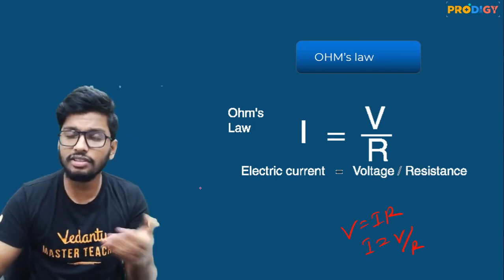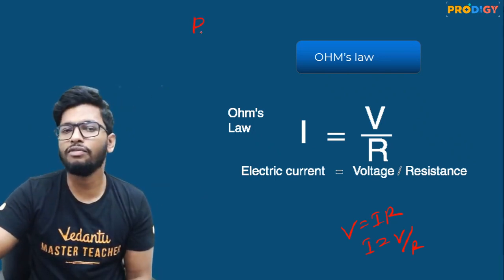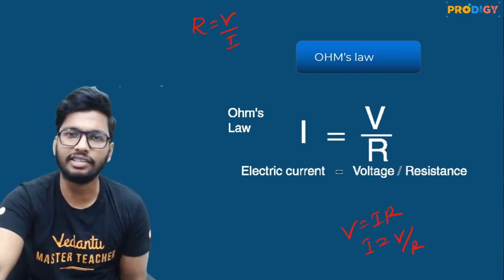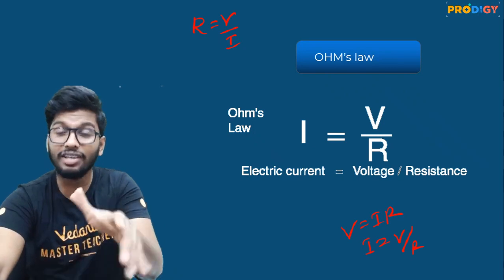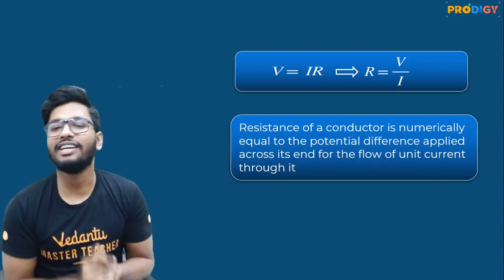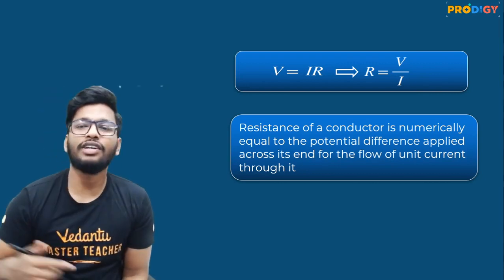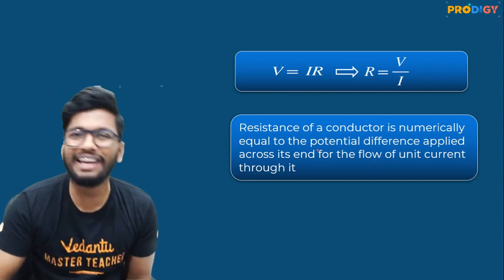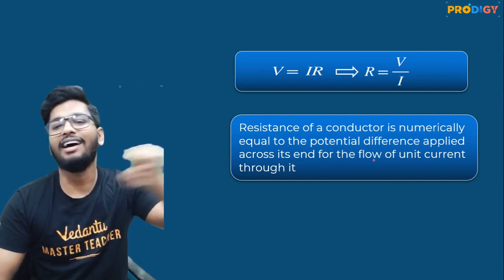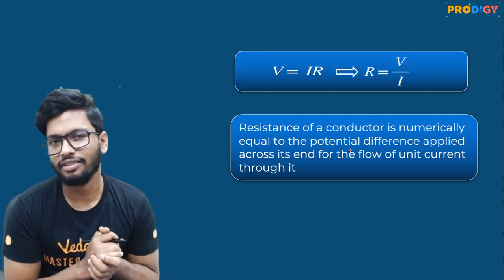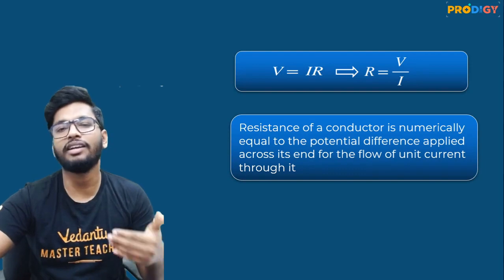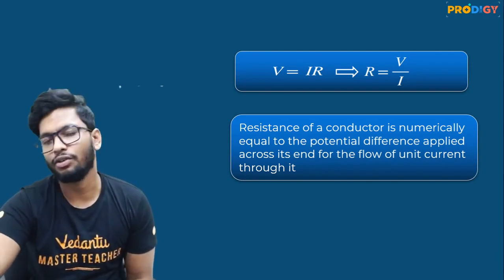And if I want to find out the resistance, that is also possible. So what will be the formula then? R is equal to V by I. Resistance is equal to voltage divided by the current. So using this one formula, you can get all the three unknowns depending on what you want. You can rearrange the equation and get it accordingly. Alright. So resistance of a conductor is numerically equal to the potential difference applied to it divided by the current flowing through the circuit.